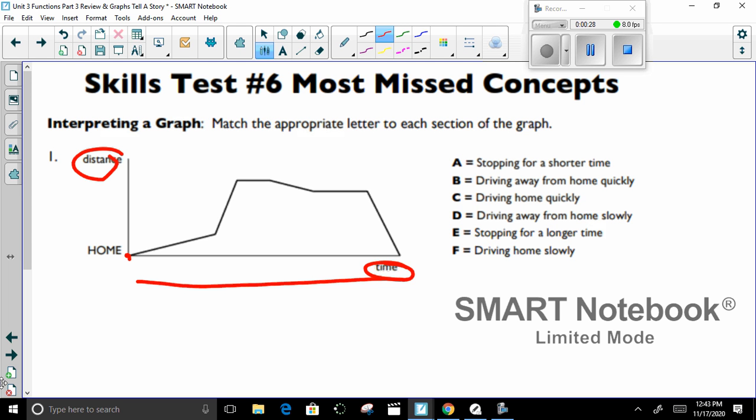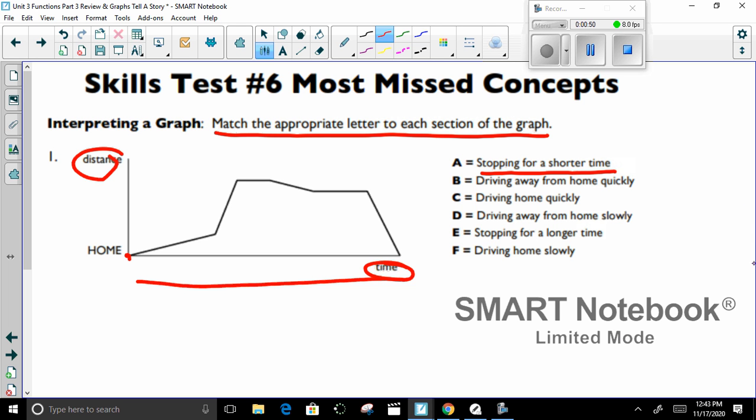So we want to interpret the graph. We want to match the appropriate letter to each section of the graph. Our time is on the x-axis and our distance is on the y-axis. Stopping for a shorter amount of time, I want to figure out where A would be. So we have some options here. Let's read all our options.